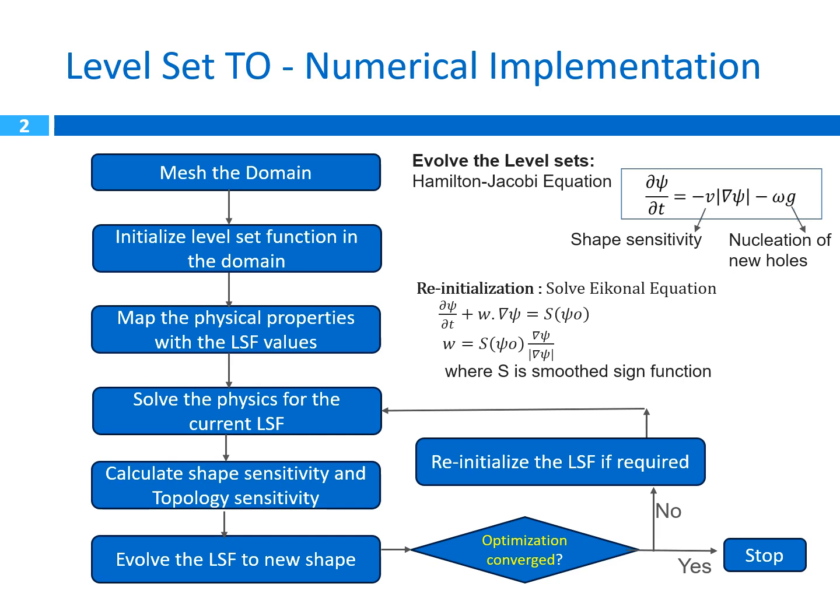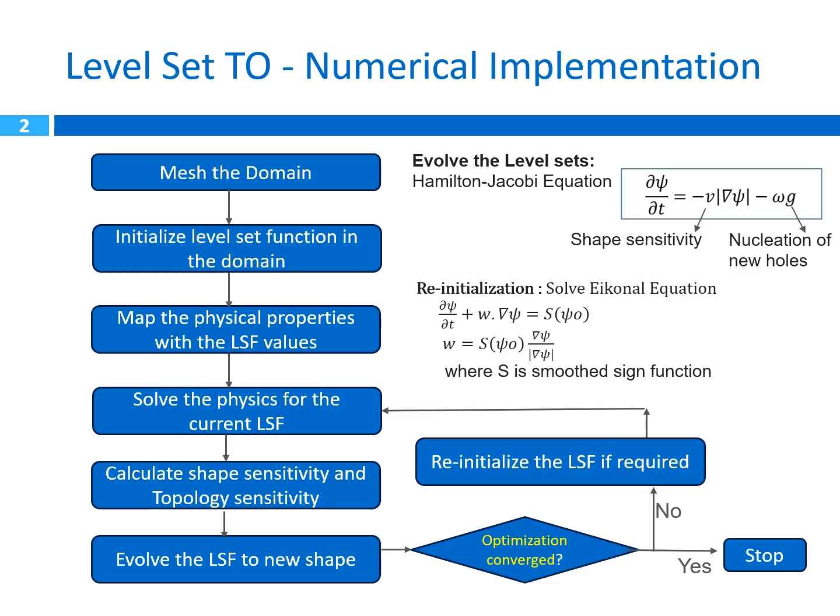That is done by solving the Eikonal equation, which is ∂ψ/∂t + ω·∇ψ = S(ψ0), where S is the smoothed sign function. This Eikonal equation as well as the Hamilton-Jacobi equation are both hyperbolic equations, so they are solved by upwind methods. And for reinitialization, you need to do time marching. Typically, if you time march for about 30 time steps or 25 time steps, that is sufficient to bring the gradient back to 1.